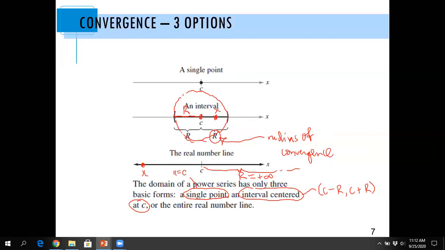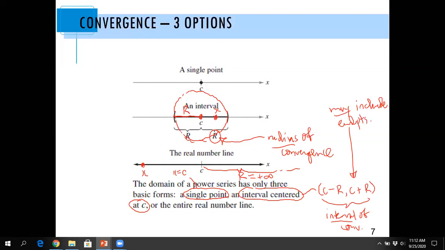So this is often referred to as the interval of convergence. So we have the radius of convergence and we have the interval of convergence. And the interval of convergence, let me just say that this may include endpoints.